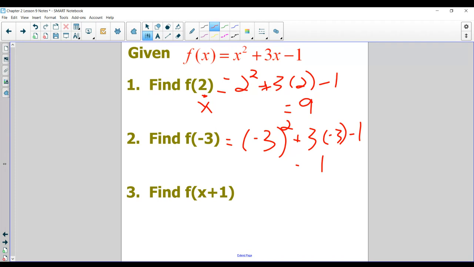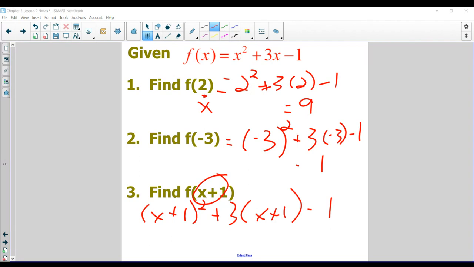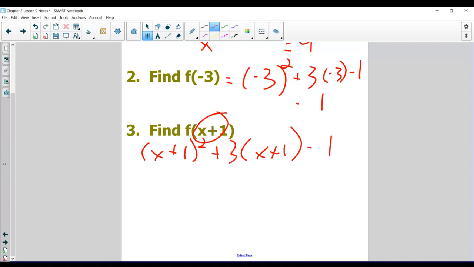And then when you do f of x plus 1, you're going to plug that in instead of an x. So instead of x squared, you would have x plus 1 squared. Instead of a 3x, you'd have 3 times x plus 1, and then the minus 1. And then with these problems, you multiply everything out.